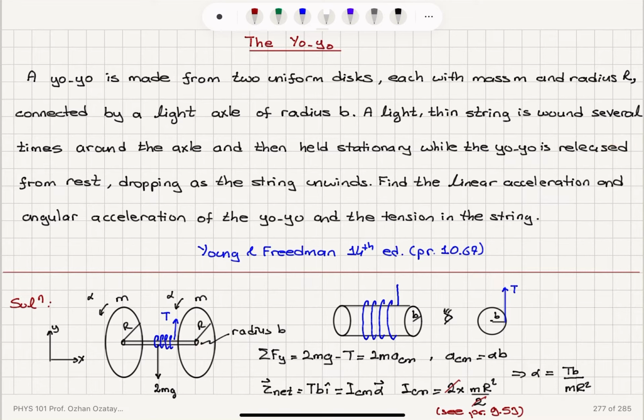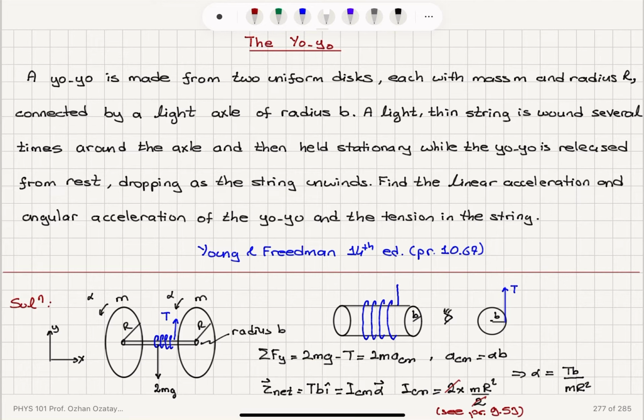A light thin string is wound several times around the axle, so the string has no mass either, and then held stationary while the yo-yo is released from rest, dropping as the string unwinds. So it's going to be rotating in the counterclockwise sense. Find the linear acceleration and angular acceleration of the yo-yo and the tension in the string. So first I have noted that the weight of the yo-yo is 2mg, that is at the center of mass, which is right in the middle because we have a uniform mass distribution which is symmetric around the center of mass here. So it's 2mg pointing down, and there's tension in the string that's pointing up.